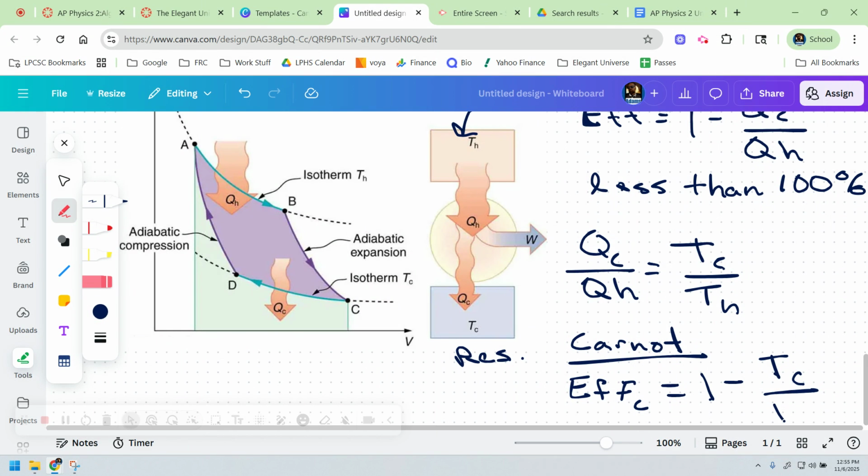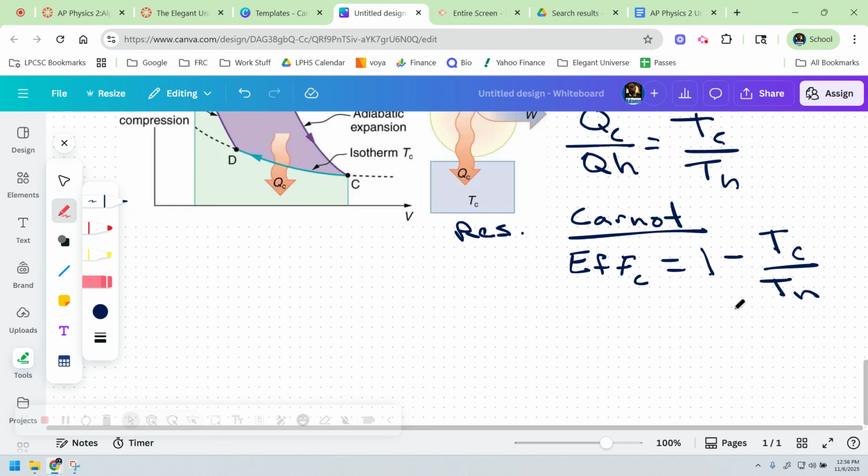We don't necessarily need to measure, and it's a lot easier for us to measure the temperature of the reservoirs than it is to actually measure the actual heat entering the system and leaving the system. I should probably note that all this stuff has to be done in Kelvin, right? Our temperatures should be measured in Kelvin.